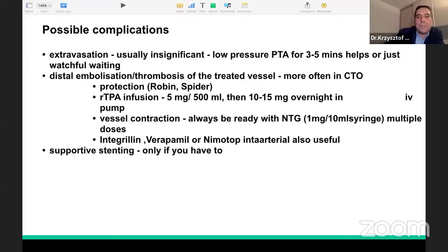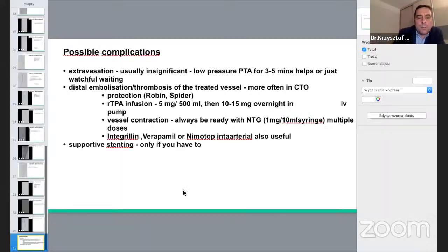Our worst enemy is distal embolization, in my opinion. If something will embolize the distal parts, this is some kind of problem. Of course, we have, like on this slide, some methods to deal with it. However, this is for me the biggest issue in complications. And supportive stenting, if we have dissection, only if we have to. It is my opinion.